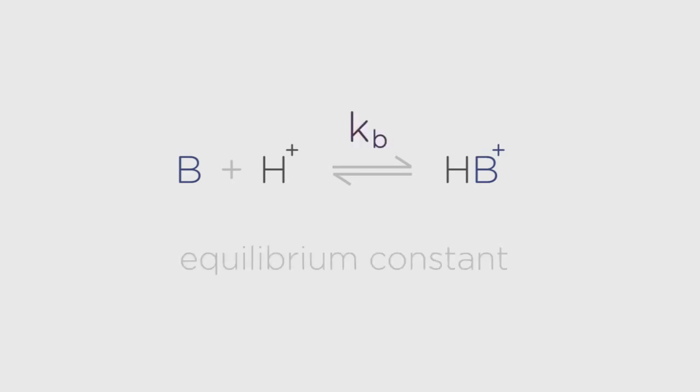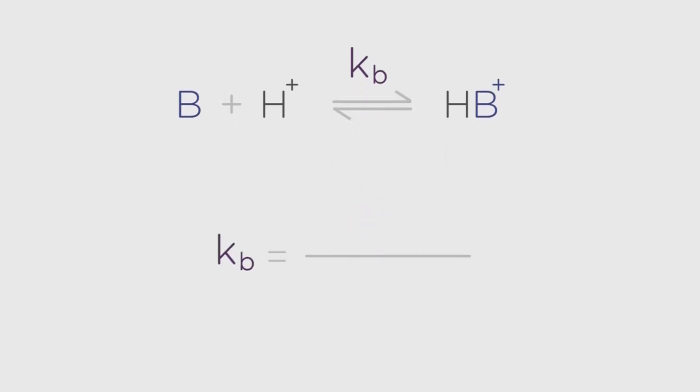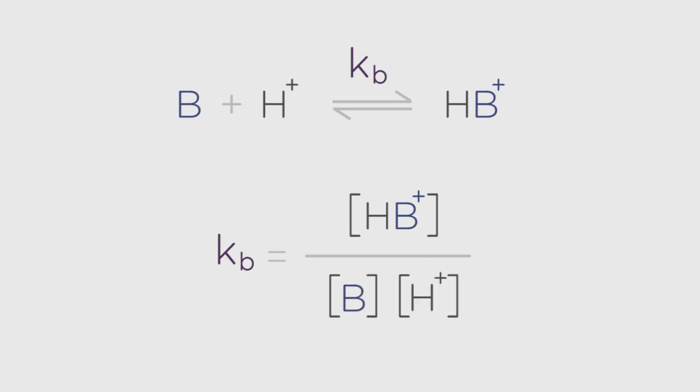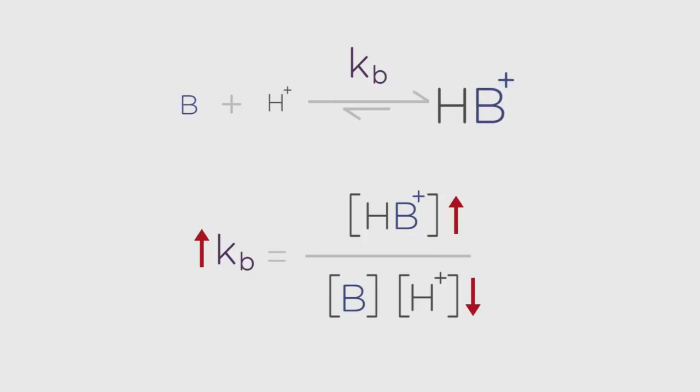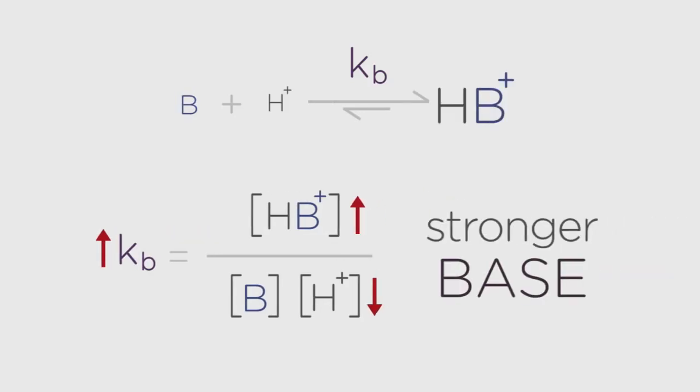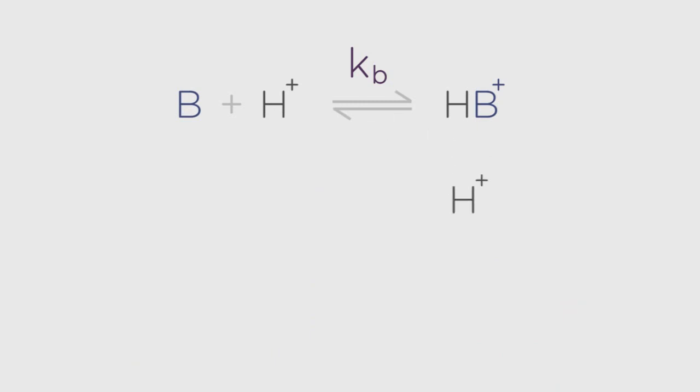Kb is the equilibrium constant for the base reaction and describes the extent of H+ uptake by the base, B. Kb is equal to the concentration of BH+ over the concentration of B times the concentration of H+. The higher Kb, the greater the extent of H+ uptake, so the stronger the base. Kb is associated with the pH scale.